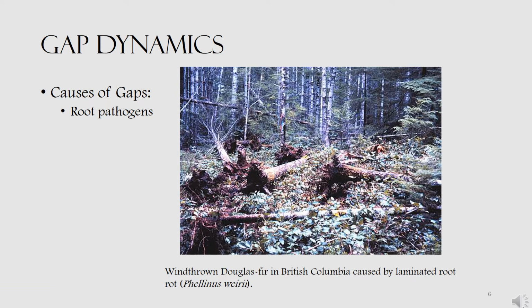Heart rot fungi are predominantly to blame, but often we can find root pathogens in trees that have blown over also. Roots, of course, hold the trees within the ground, and if those roots become unstable because of pathogens, if they become weak, that tree is more susceptible to being blown over also. Here we see an example of a Doug fir that's been blown over by the wind in British Columbia because its roots were weakened by laminated root rot.